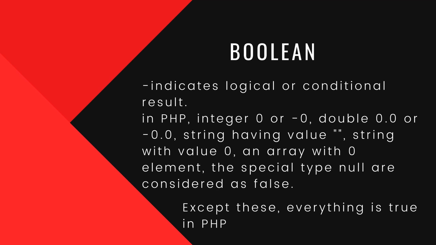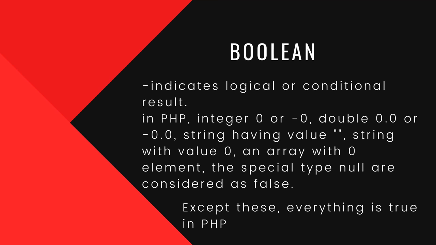And at last, boolean. Boolean indicates a logical or conditional result and has only two possible values, that is, true or false. In PHP, integer with value 0 and minus 0, double with value 0.0 and minus 0.0, string with empty quotes, string with value 0, boolean false value, array with 0 elements, and the special type null are considered false. Except these, everything is true in PHP.